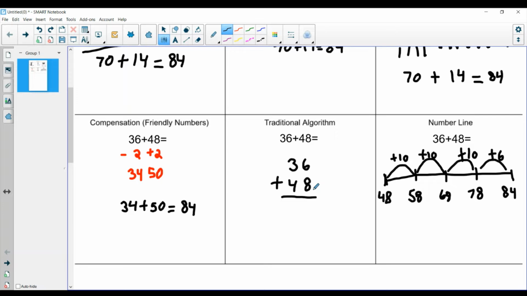So first I'm going to add my ones and my ones. 8 plus 6 is equal to 14. I have to keep the 4 ones in 14 and regroup the 10 ones from 14 over to my tens place value. So now my tens place value has an extra 10 here. 1 ten plus 3 tens is equal to 4 tens. 4 tens plus 4 tens is equal to 8 tens. So my total is 84.